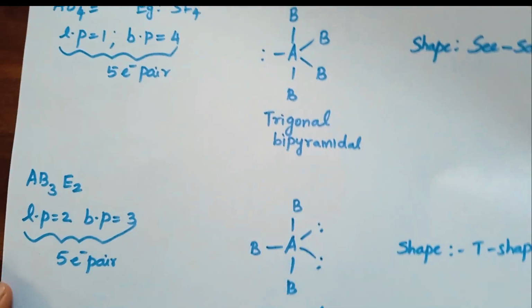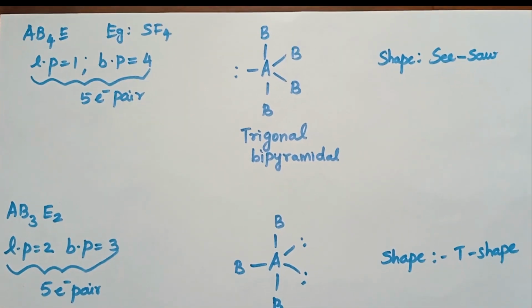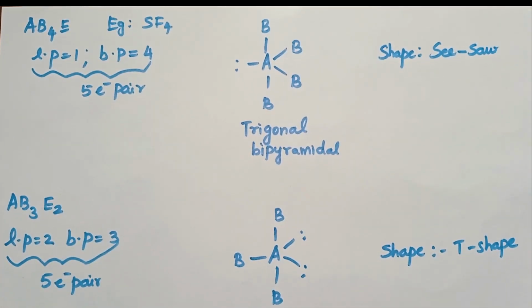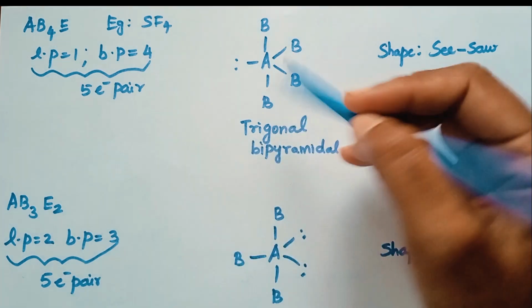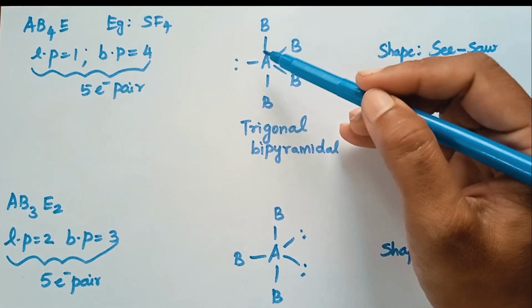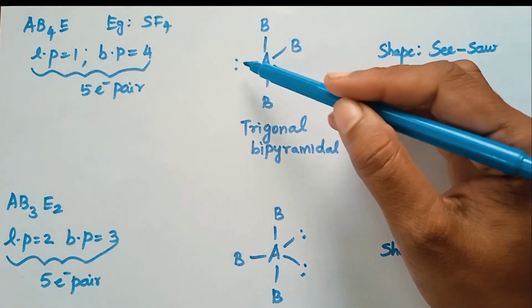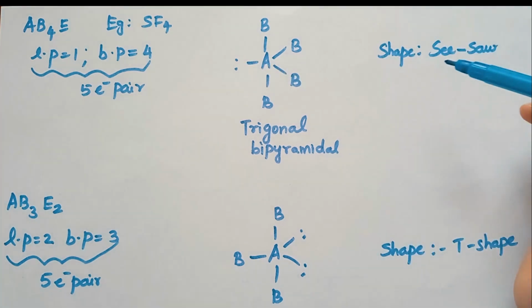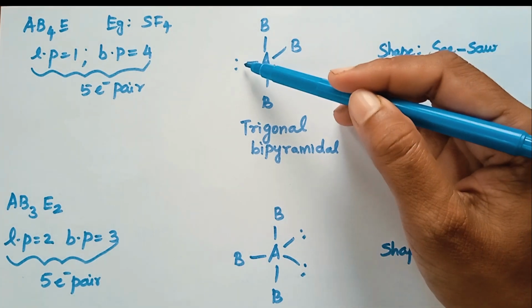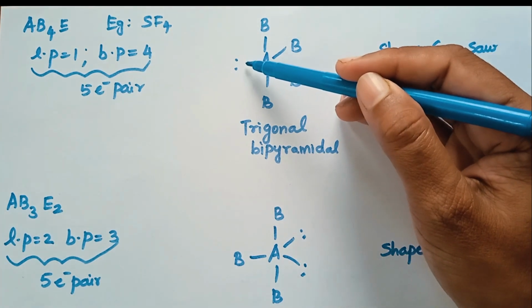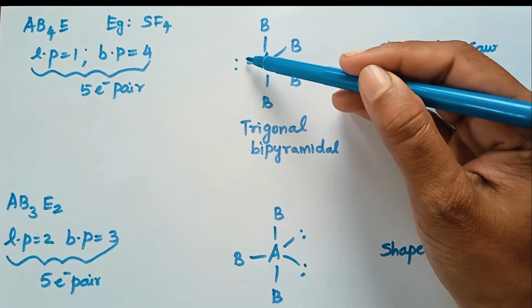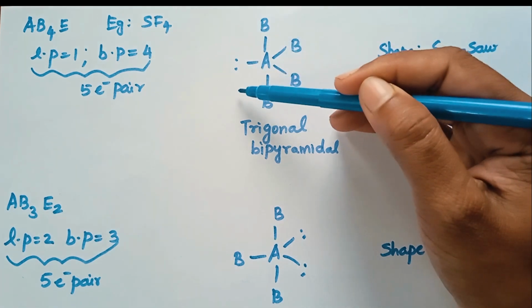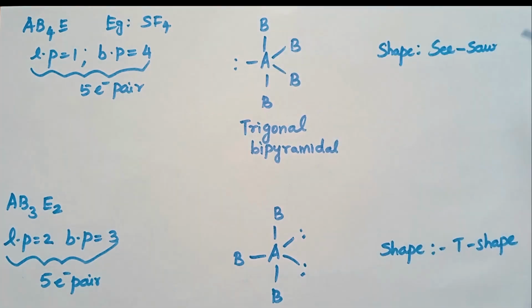Next we will see the AB4E type. Here the lone pair is equal to 1 and the bond pair is equal to 4. So totally there are 5 electron pairs. Since there are 4 bond pairs and 1 lone pair, to avoid the repulsion, it forms a seesaw shape. Seesaw shape because of this lone pair. When the lone pair repels with this B, this bond moves up. So it forms a seesaw-like structure. So it is called seesaw. The shape of this is seesaw.